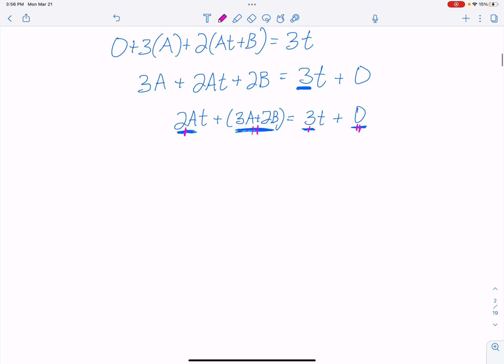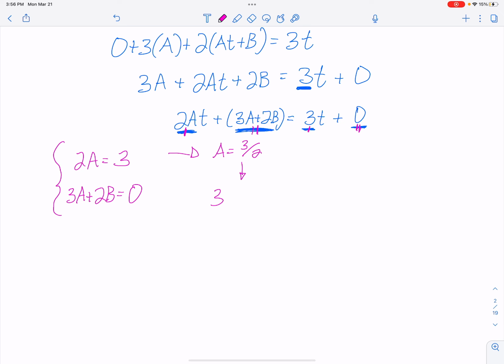From here, I can write a system of equations. I know 2a must be 3. I also know that 3a plus 2b must be 0. This tells me that a is 3 over 2. Then I plug that into the other equation to get b. So 3 times 3 over 2 plus 2b equals 0. So 2b equals negative 9 over 2, so b equals negative 9 over 4. So that is my particular solution.